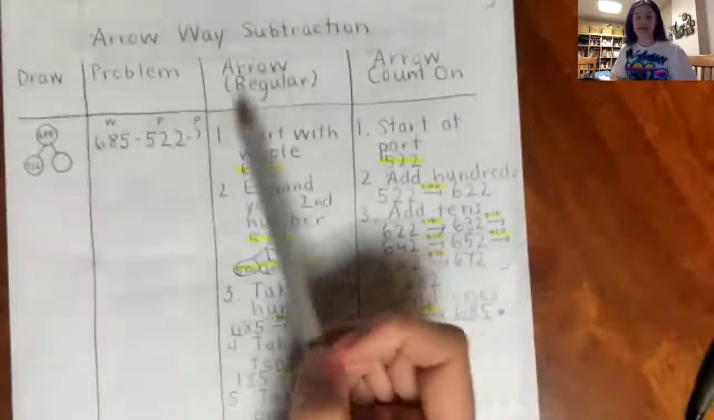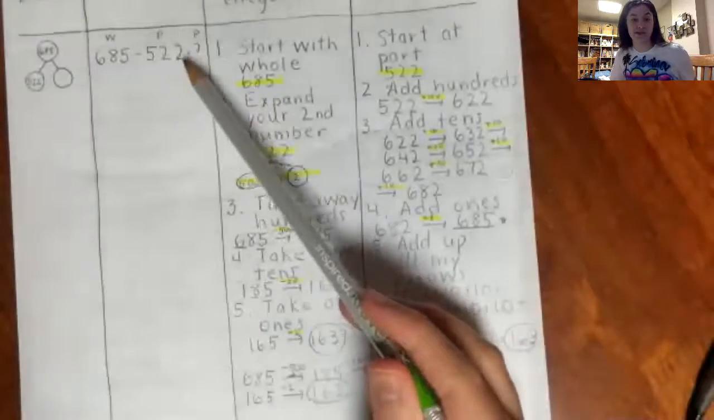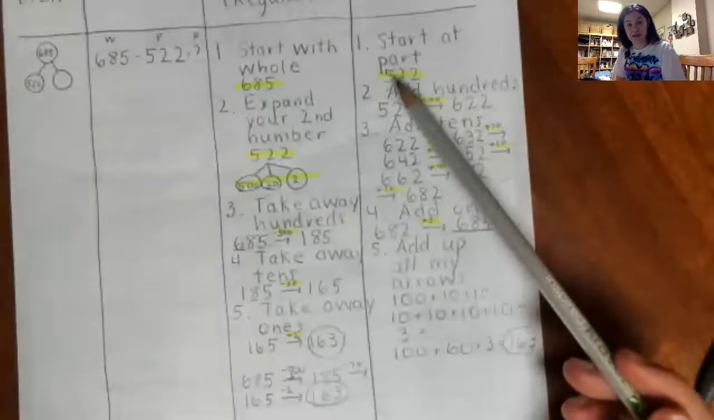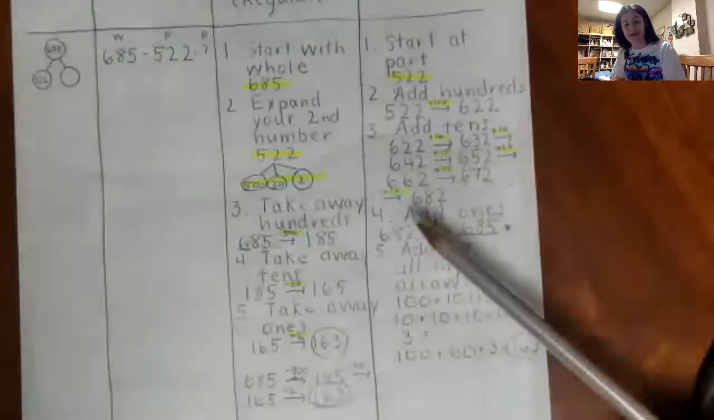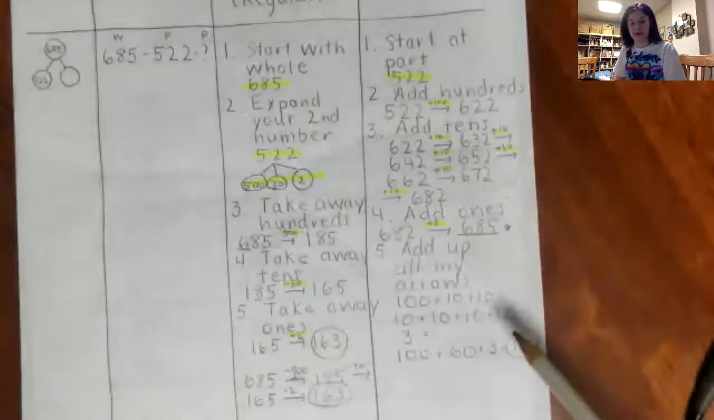So remember, this is the arrow regular way where you're just gonna take away until you get your answer, okay? Just subtract normal, but break it up into hundreds, tens, and ones. Right here, you are starting at the part, the lower number, and you're adding on until you get to your goal, your whole number. And then you're adding up all your arrow tops to find that missing number, okay?